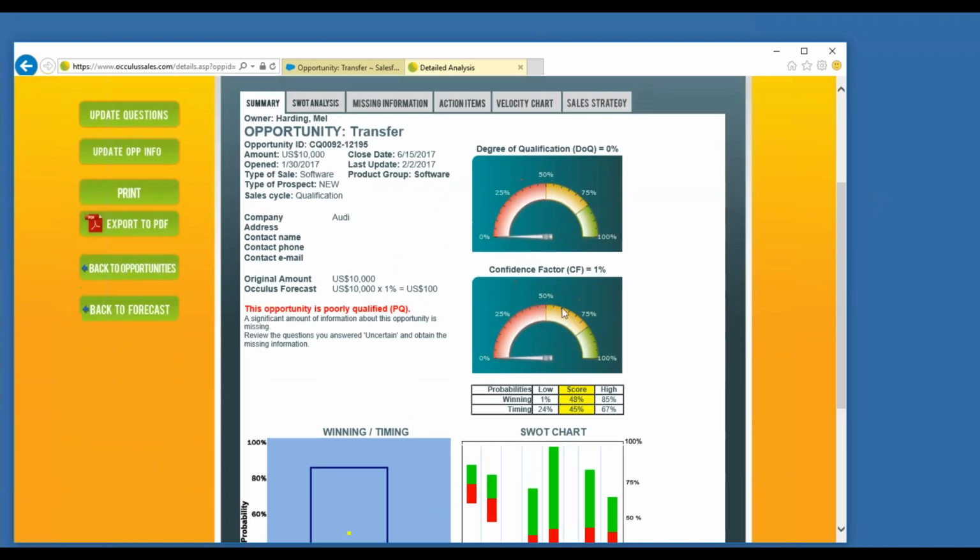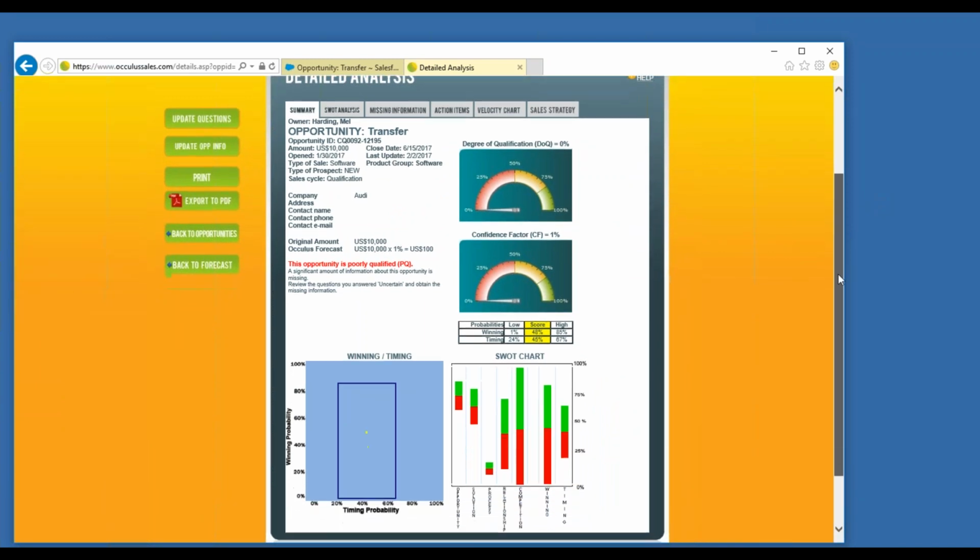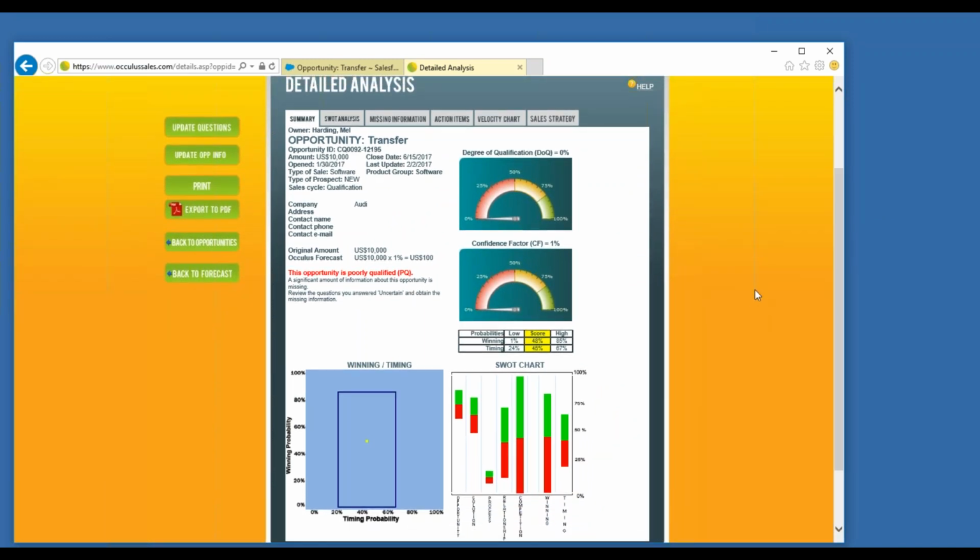Occulus is saying that this opportunity is poorly qualified. I'm just going to shrink this. My degree of qualification is 0, which is pretty low. The confidence I could have in winning this deal is 1%. So this shouldn't be a surprise to me, and it isn't. This is what I expect. This is a very, very early stage opportunity, and in a follow-on video, we're going to look at this and examine it in greater detail.